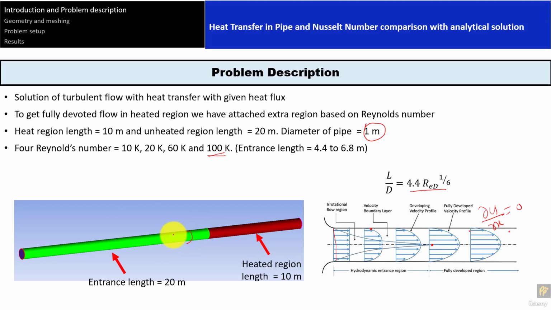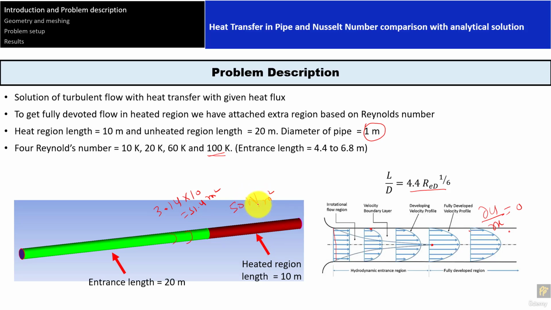For laminar flow, this will be a parabolic profile. Okay, so after that, I provided the constant heat flux, which is 50 watts per meter square. Now what does it mean? It means that if the pipe length is 10 meters and the pipe diameter is 1 meter, the circumference would be pi d, that is 3.14, and the length is 10. So this is 31.4 meter square, the surface area of the pipe.